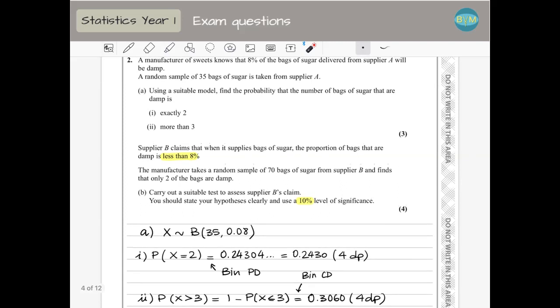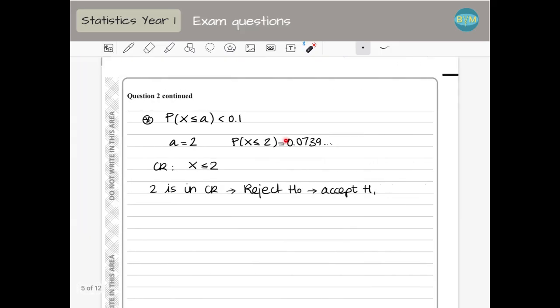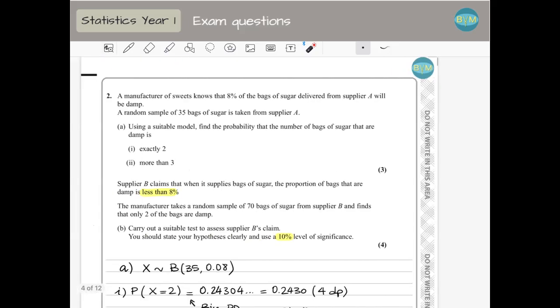If they ask you the actual level of significance or actual significance level, that means they are asking you about this value here, the 0.073 in this case. Not because it's a critical region, but because it's the probability of getting X smaller or equal than 2. And that's all with this exam question.